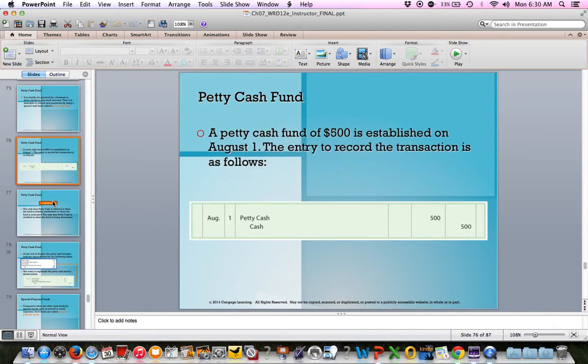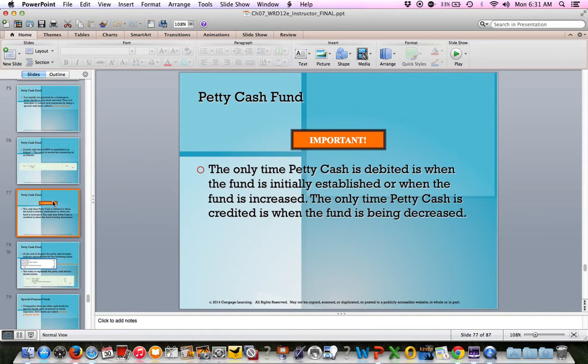This company is using $500, so the entry just to record it initially is to debit an account called petty cash, and then take $500 out of your normal cash account, basically cash that, and put that petty cash in a safe place in the office. It says the only time petty cash is debited is when the fund is initially established. That's the only time you do it. And then you credit petty cash if you have to decrease the fund.